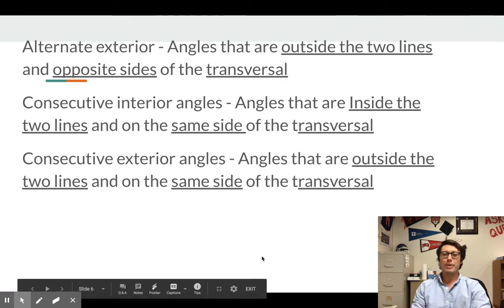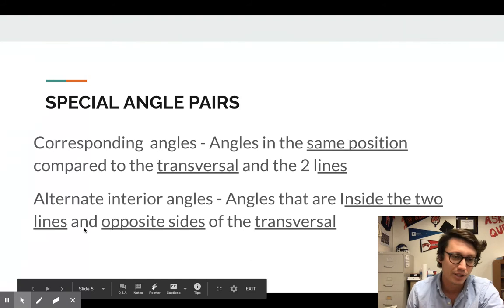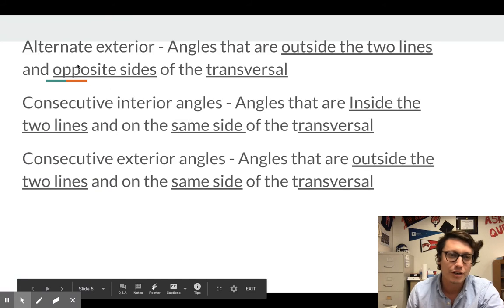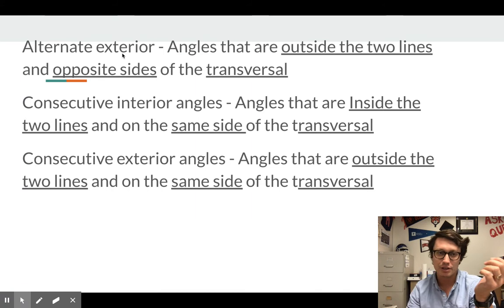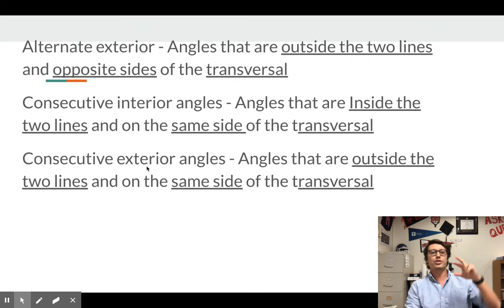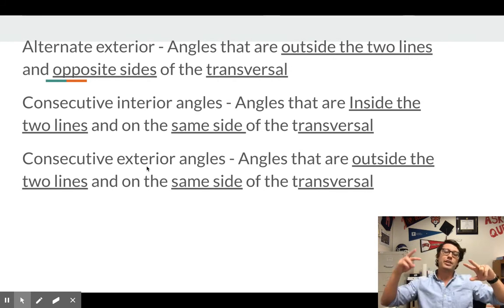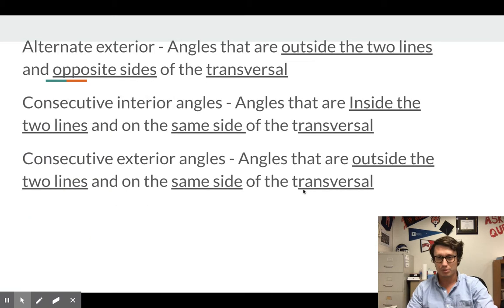So notice we basically have two sets of vocab words that can mix and match to give us four different types. Okay, sorry, five different types. Notice alternate interior, alternate exterior. We have alternate and we have interior, exterior. Then we have consecutive interior, consecutive exterior. So again, our two words are alternate or consecutive, and then interior or exterior. And then corresponding is just a fifth one that we have to learn and remember.